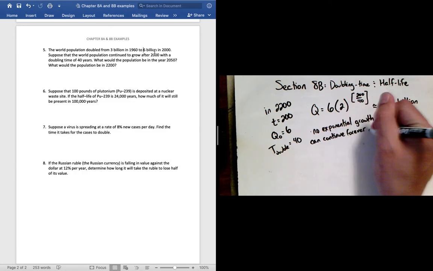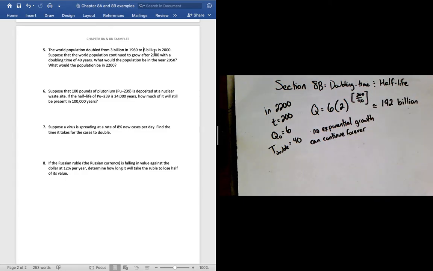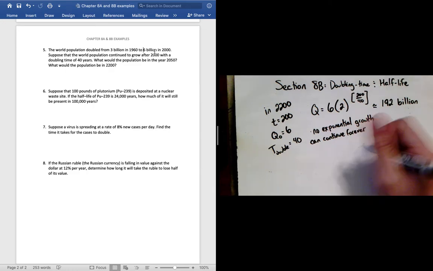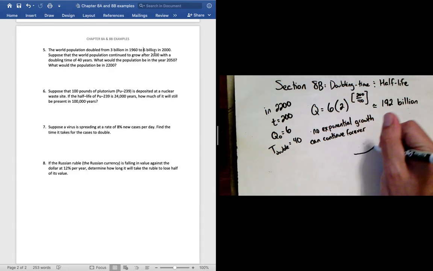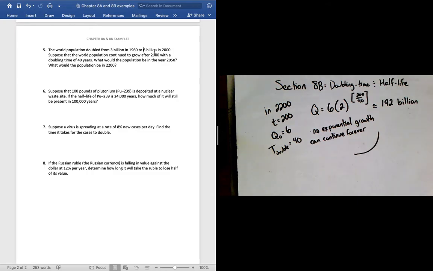It's simply not possible because we don't have the resources for that to continue going on. We see this phenomenon a lot in population growth, in bacterial growth, in epidemics, all sorts of different things. And what ends up happening is we get this curve that increases really, really fast. This is the exponential part of it.